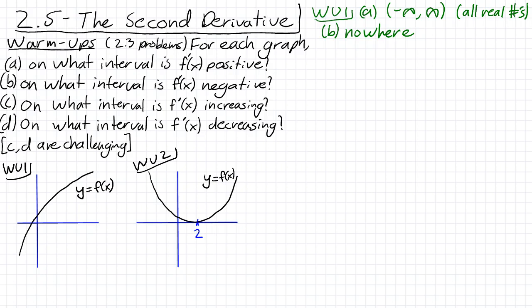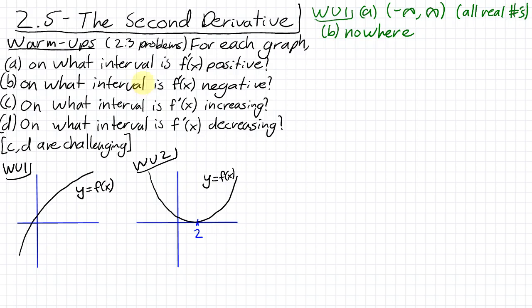So when I say for each graph, starting with the warm-up 1 graph of f of x, on what intervals is f prime of x positive means what are the values of x that make it so the derivative is a positive number there. And you can see here the whole graph, it looks like the slope would be positive because it's increasing from left to right everywhere. So on what interval is that? That's negative infinity to infinity. You could just write that also as all real numbers. That's where the derivative is positive.